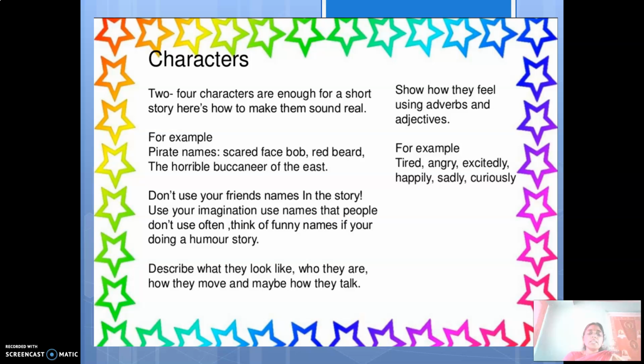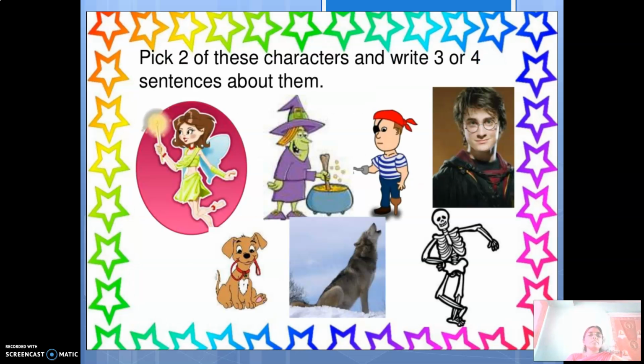Describe what they look like, who they are, how they move, and maybe how they talk also. So all this description about the characters should be present. For example, I feel very tired, angry, excited. Emotions can be expressed happily, sadly, curiously. So all these emotions can be given to the characters.